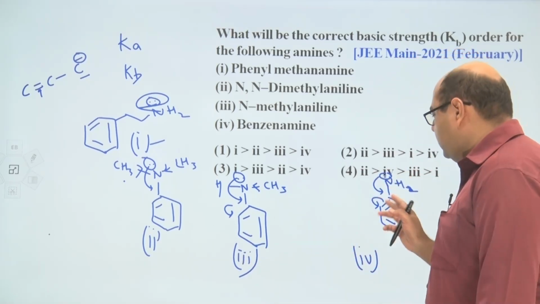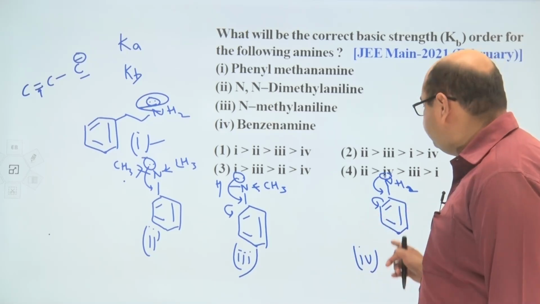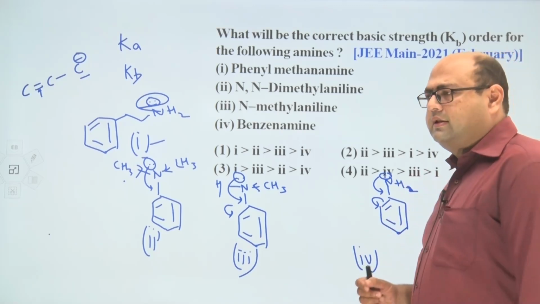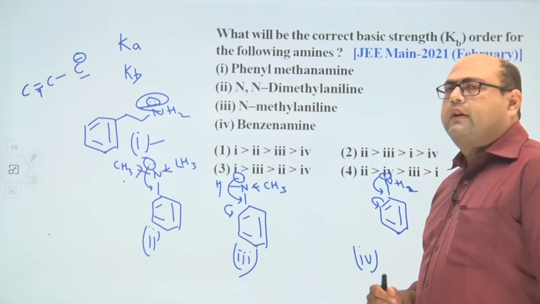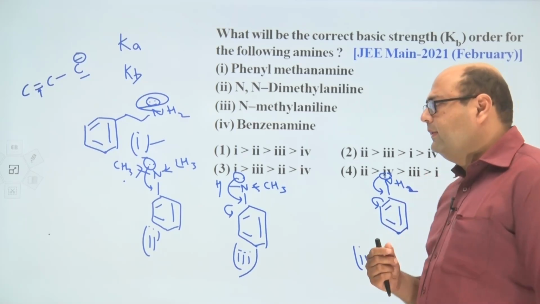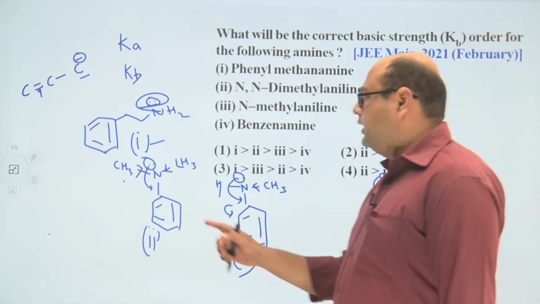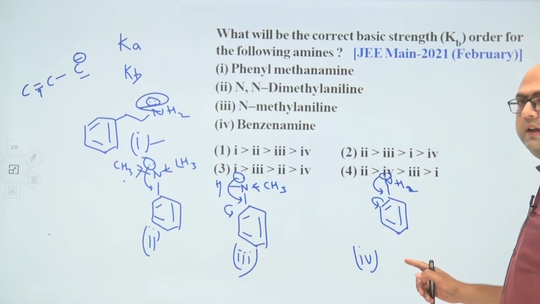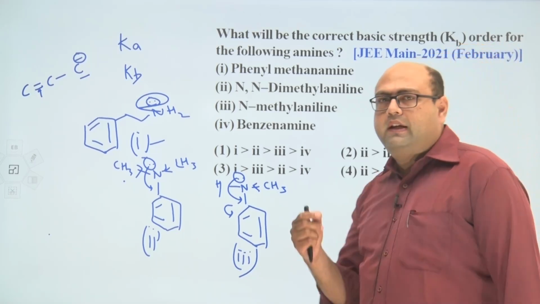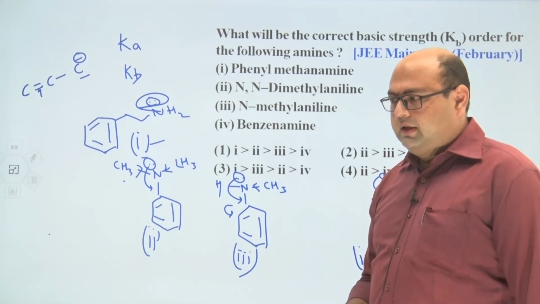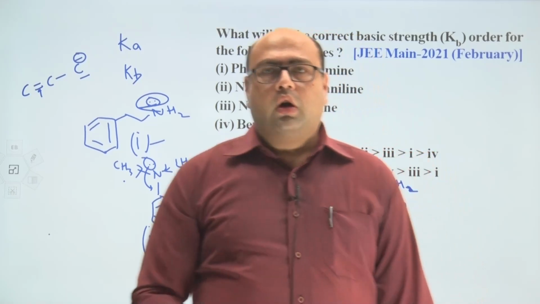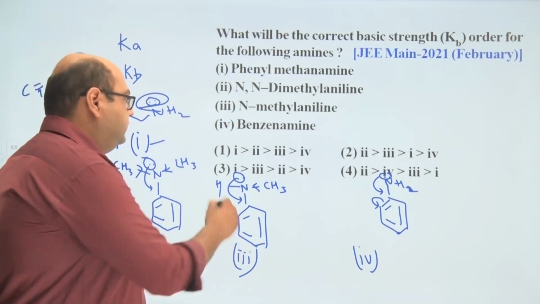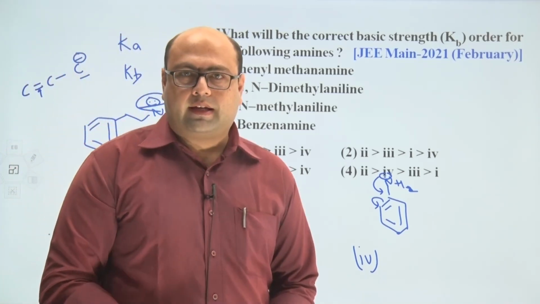In the last compound, the lone pair is always in circulation in the ring, in resonance, so the chances of its availability are very low. Thus its Kb value and basic strength will be very low. So the order is: the first has maximum basic strength, then second, then third, and the fourth is the least basic, in which the lone pair is least available for donation. So the decreasing order will be 1, 2, 3 and 4. The first option will be the best answer.